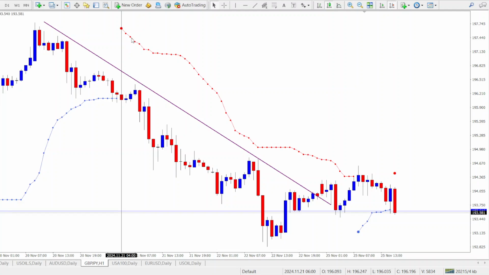All right. So after you enter a sell trade, you can set your stop loss above the swing high. And then for your take profit, you can decide to use support levels, or you can decide to wait for a blue dot to form. When a blue dot forms, you can use that to exit your sell trade.